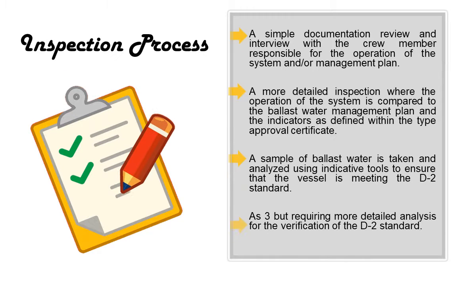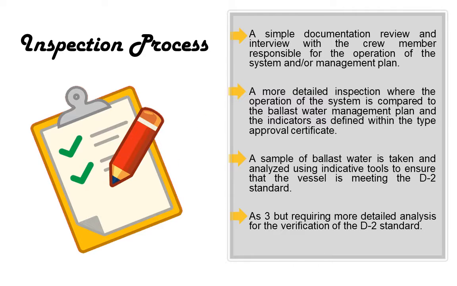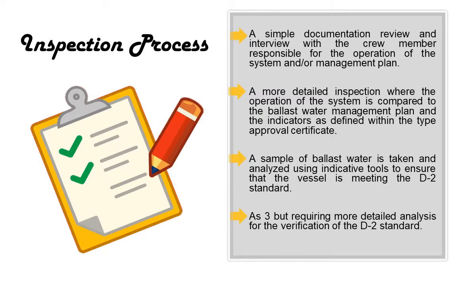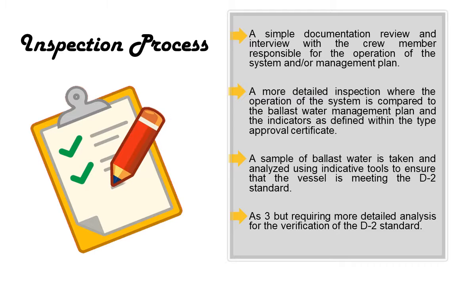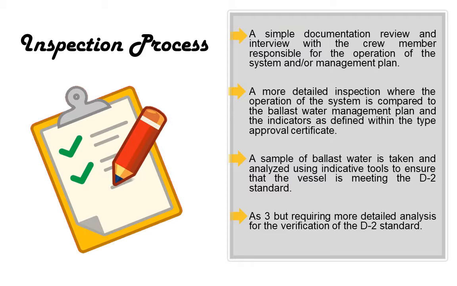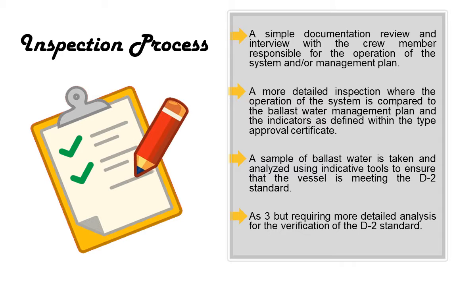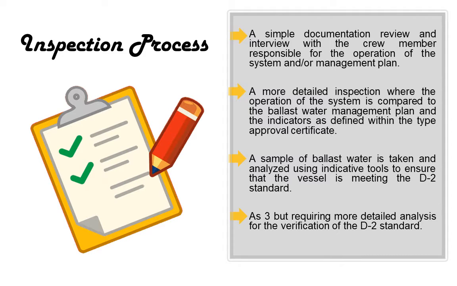Inspection process. A simple documentation review and interview with the crew member responsible for the operation of the system and/or management plan. A more detailed inspection where the operation of the system is compared to the ballast water management plan and the indicators defined within the type approval certificate. A sample of ballast water is taken and analyzed using indicative tools to ensure that the vessel is meeting the D2 standard, and a further step would require more detailed analysis for the verification of the D2 standard.